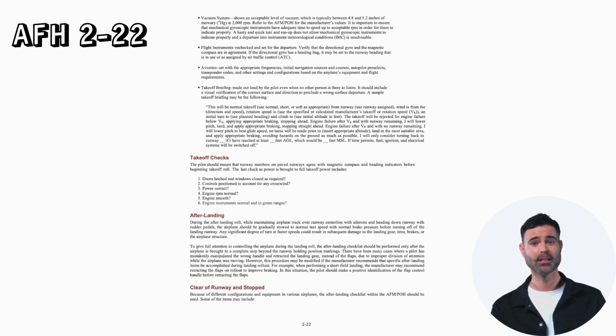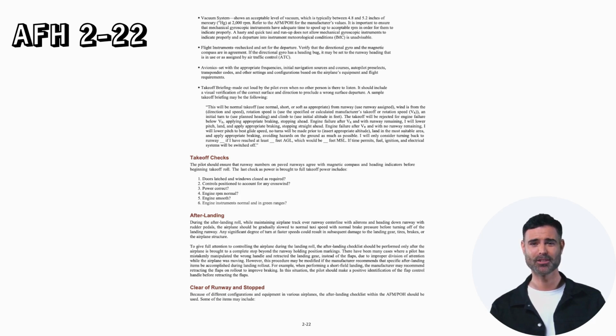After landing. During the after landing roll, while maintaining airplane track over runway centerline with ailerons and heading down runway with rudder pedals, the airplane should be gradually slowed to normal taxi speed with normal brake pressure before turning off of the landing runway. Any significant degree of turn at faster speeds could result in subsequent damage to the landing gear, tires, brakes, or the airplane structure. To give full attention to controlling the airplane during the landing roll, the after-landing checklist should be performed only after the airplane is brought to a complete stop beyond the runway holding position markings.